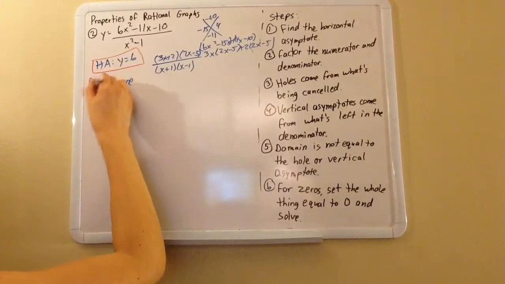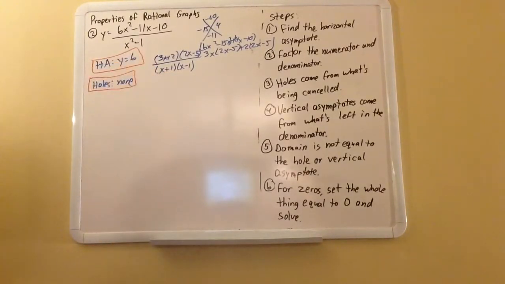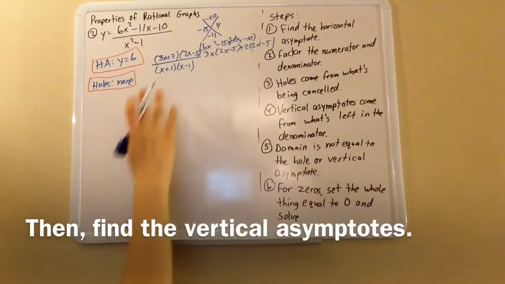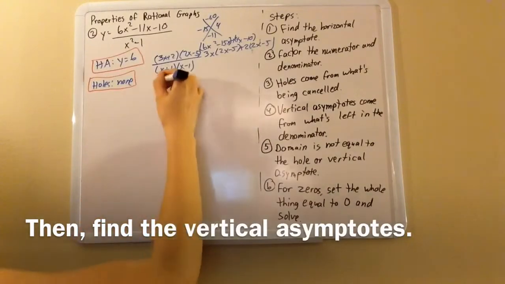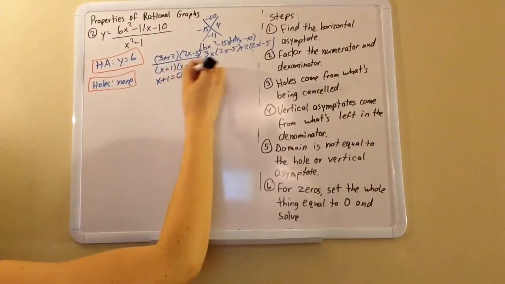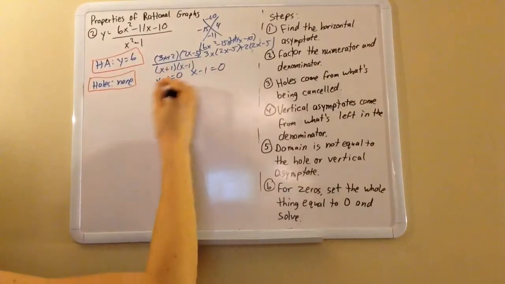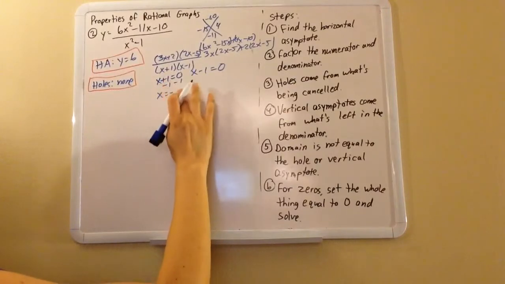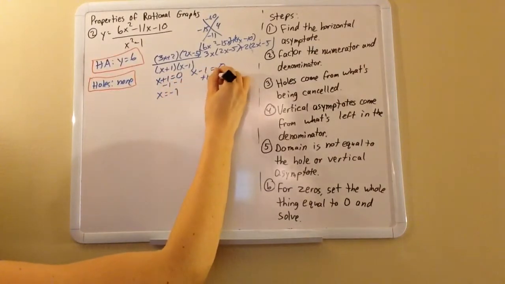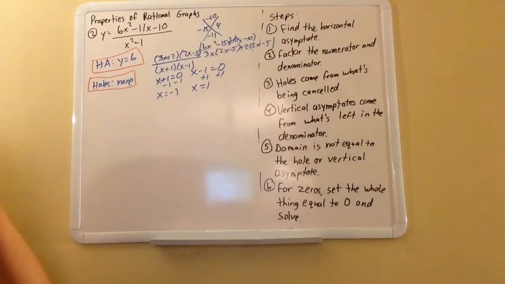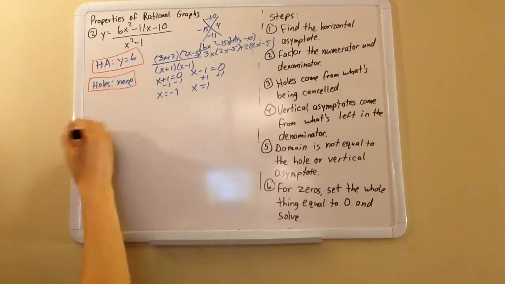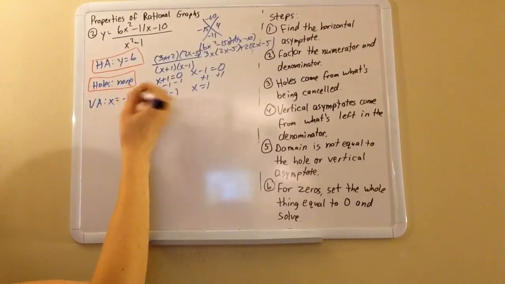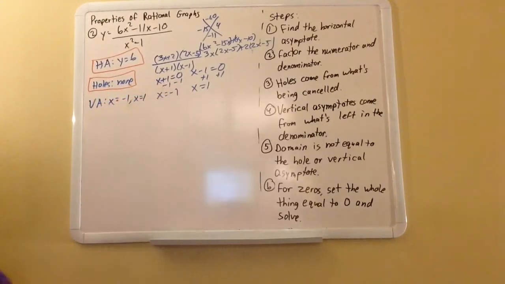Okay, great. So no holes. Now I'm looking at my vertical asymptote. Remember, the vertical asymptote comes from what's left. Well, because nothing canceled, everything's left. So I set them equal to 0 and I just solve. I subtract 1 from both sides, I get x equals negative 1. Add 1 to both sides here, I get x equals positive 1. So here, my vertical asymptotes are x equals negative 1 and x equals positive 1.